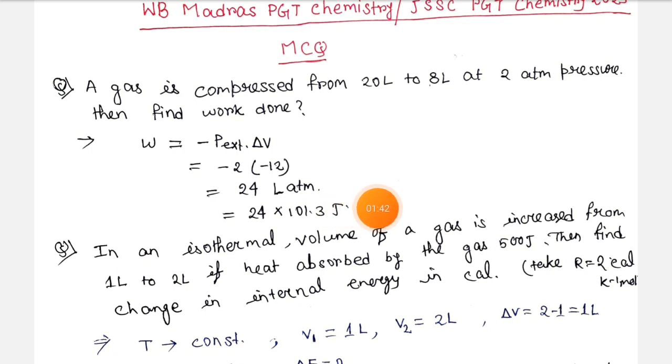But you have to convert this into joule. So I know that 1 liter atmosphere is equal to 101.3 joule. Okay, so 24 into 101.3 joule. Okay, so this is the answer.